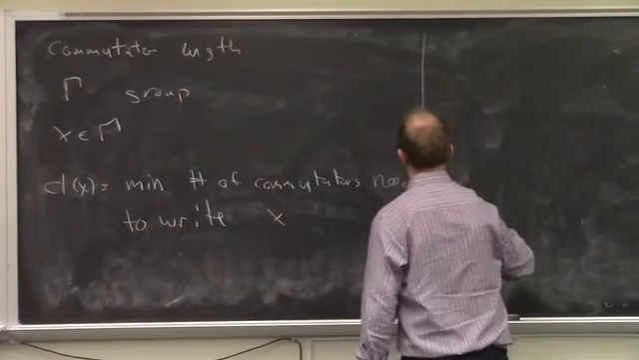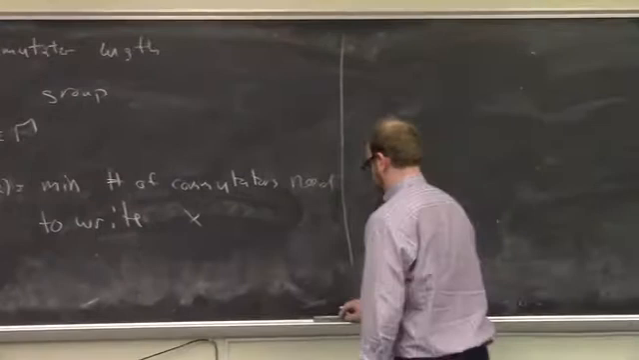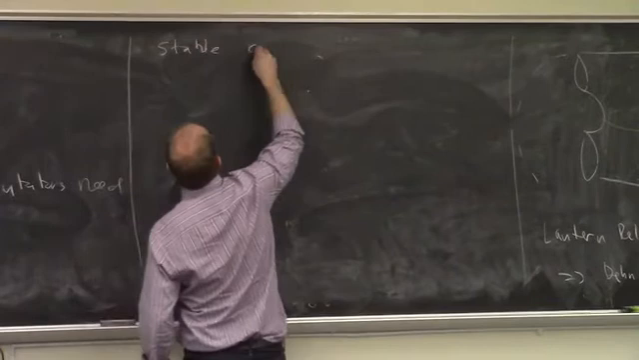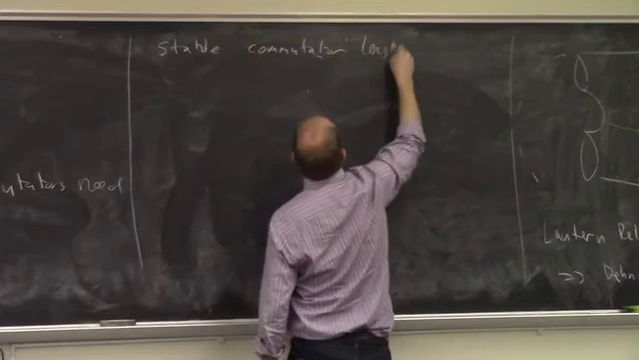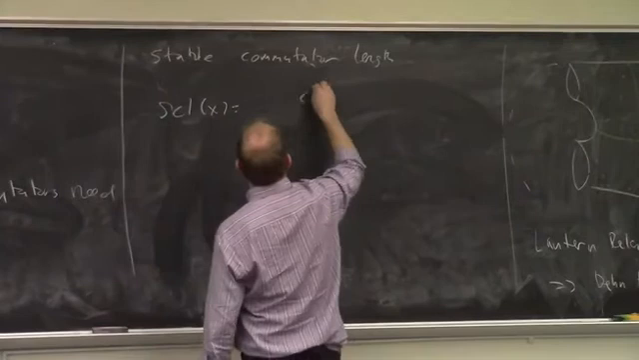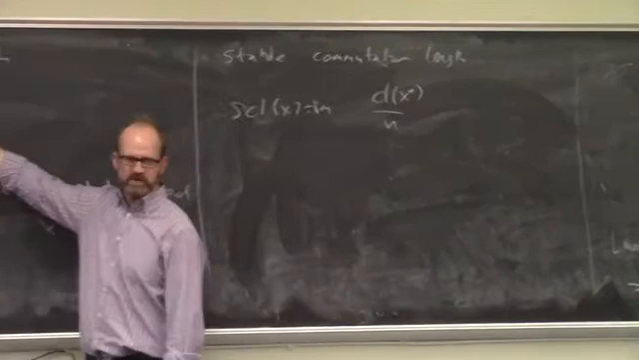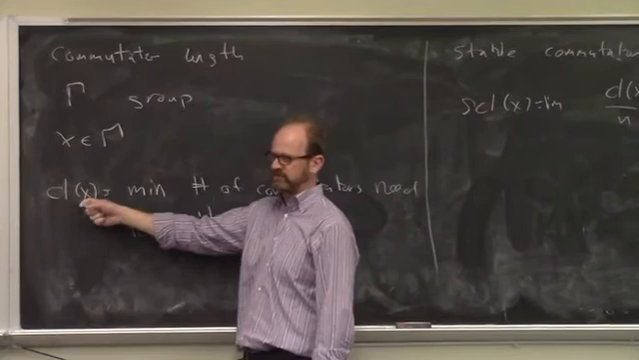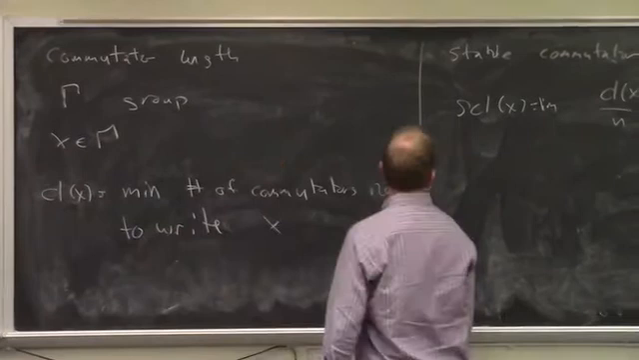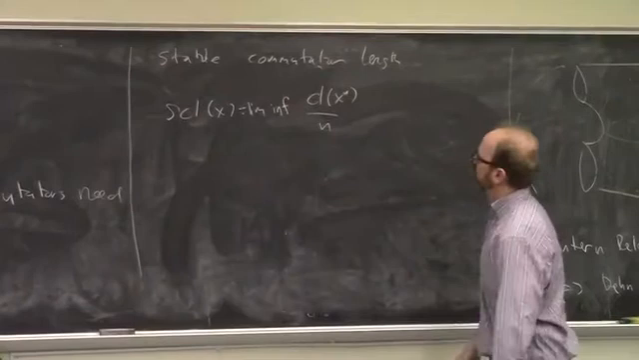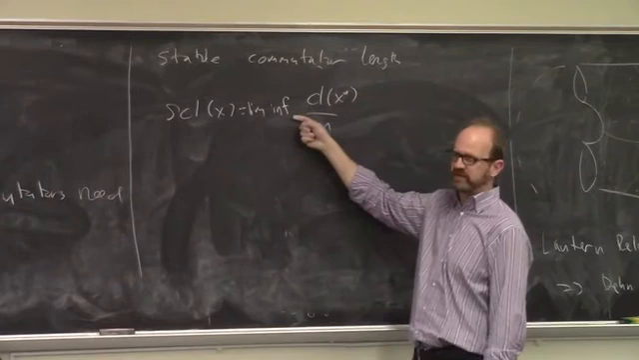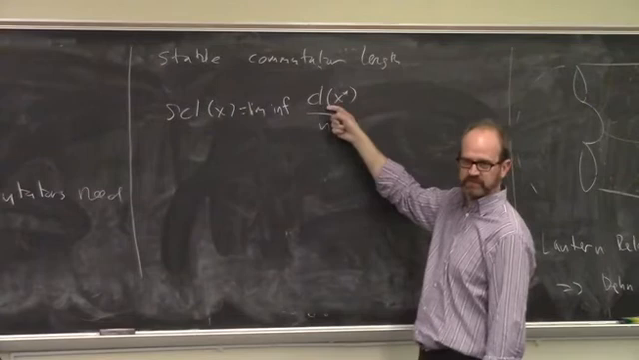All right, so we want to measure how this grows, and this leads to the stable commutator length. So define that. The stable commutator length of x is the commutator length of the nth power of x divided by n, and then I take the limit as n goes to infinity. I didn't tell you that this group was perfect. If this element is not trivial in the abelianization, if it's not in the commutator subgroup, then I want to think of the commutator length as being infinite. To deal with that, I put a lim inf, because every now and then this number could be infinite. If the group is perfect, I wouldn't need that there.